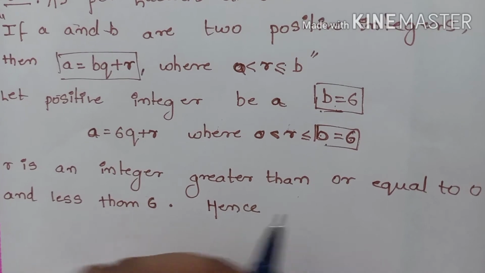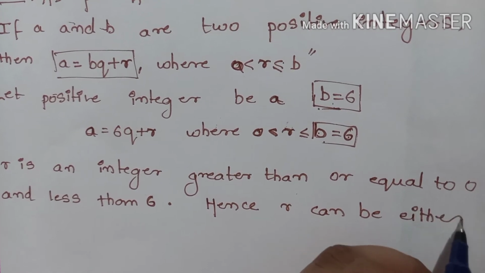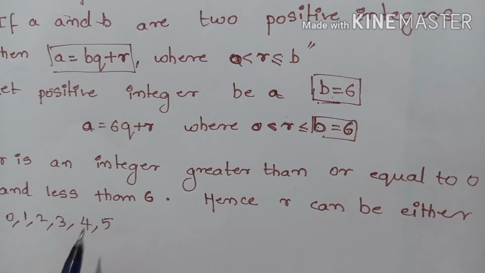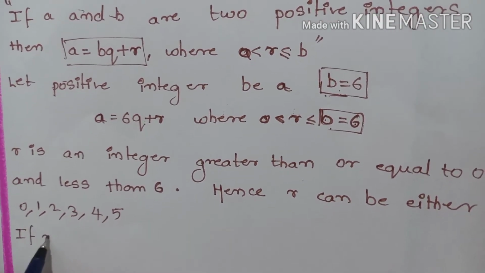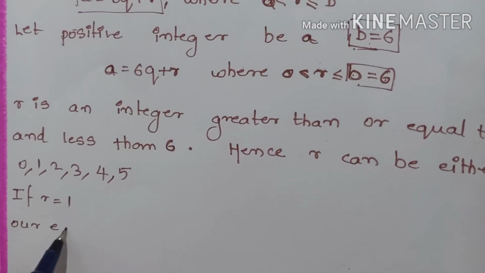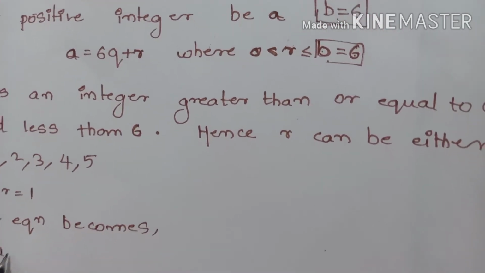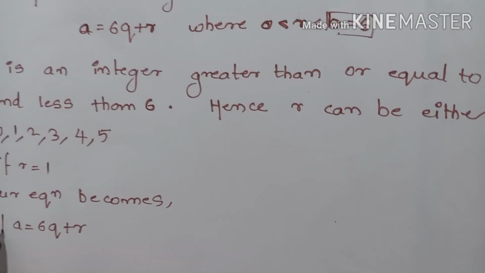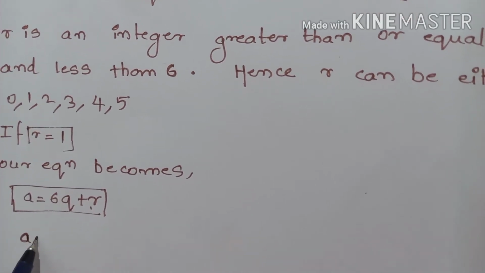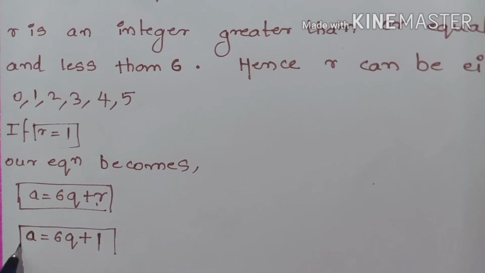So therefore, hence r can be either 0, 1, 2, 3, 4 or 5, but not more than that. If we consider r is equal to 1, our equation becomes a is equal to 6q plus r. Now assuming r is equal to 1, finally we got a is equal to 6q plus 1. This is the first one.